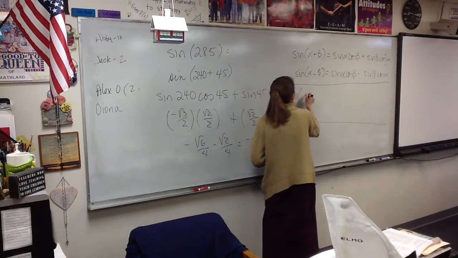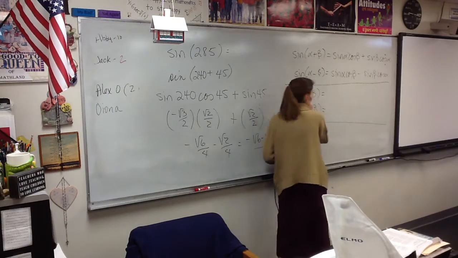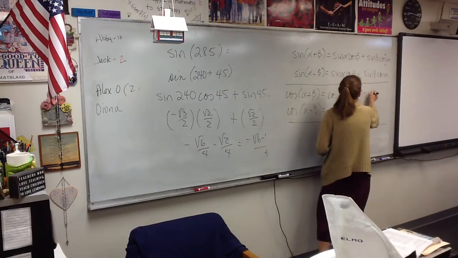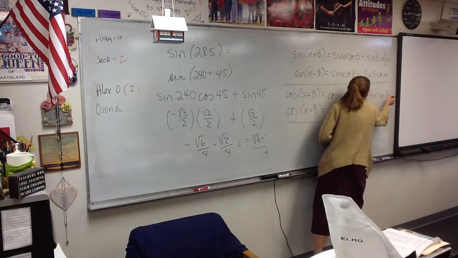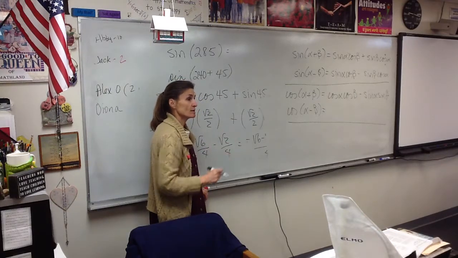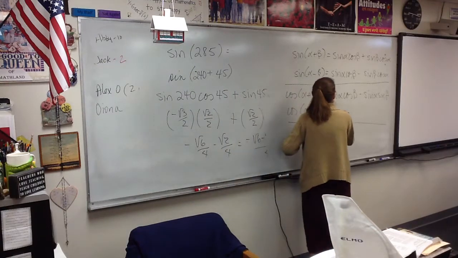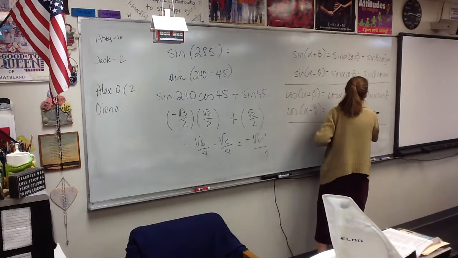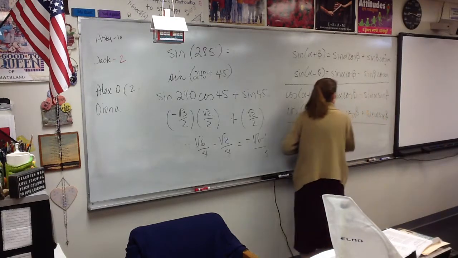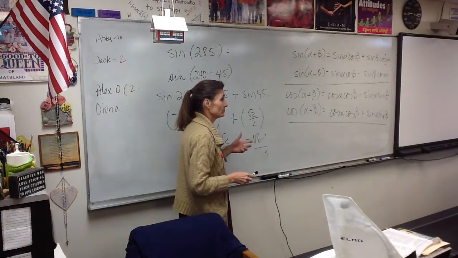Here are your cosine formulas. The cosine of an addition is cosine of the first, cosine of the second, minus sine of the first, sine of the second. So your cosine formula is cosine cosine minus sine sine, or cosine cosine plus sine sine. Now you will notice they're opposites. You have a lot to remember.